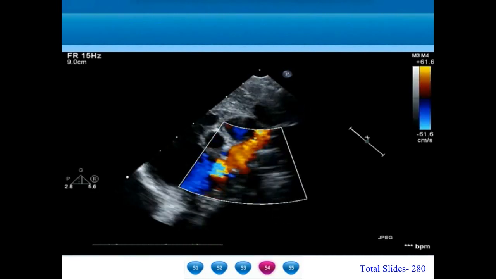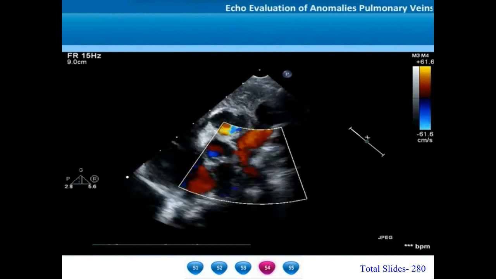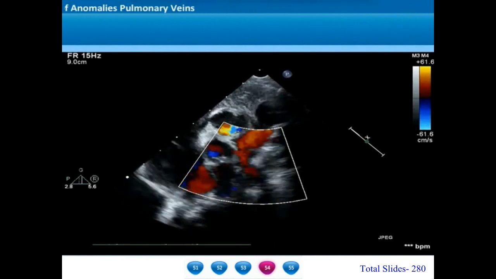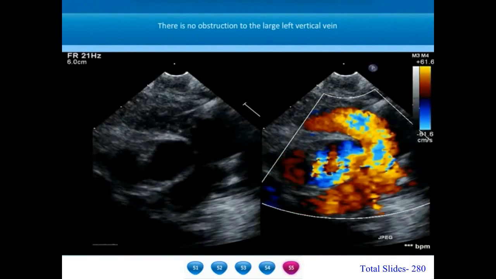When we look at the parasternal short axis view, we find the confluence of the common chamber posterior to the aorta and the main pulmonary artery, and it converges towards the left vertical vein. From the suprasternal view, we confirm that there is no obstruction of the left vertical vein and there is a large flow in the dilated left vertical vein.